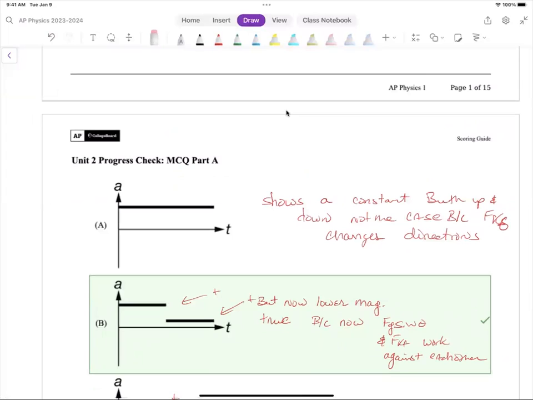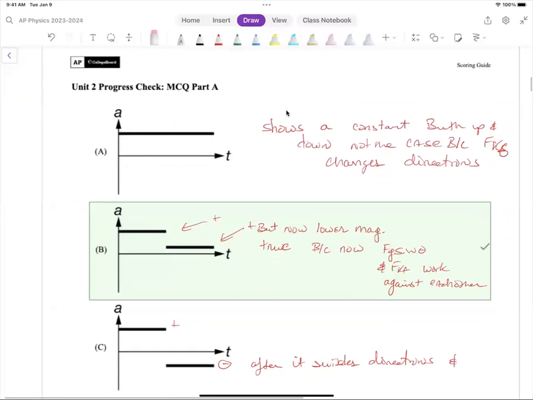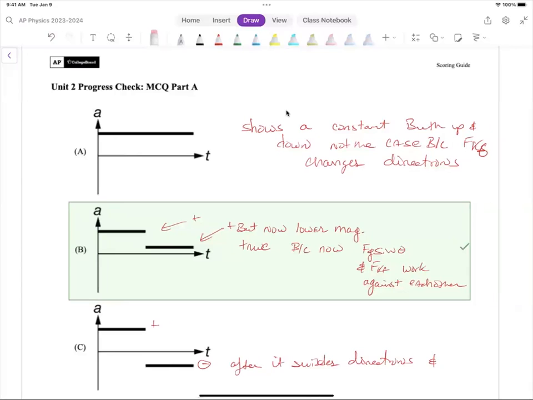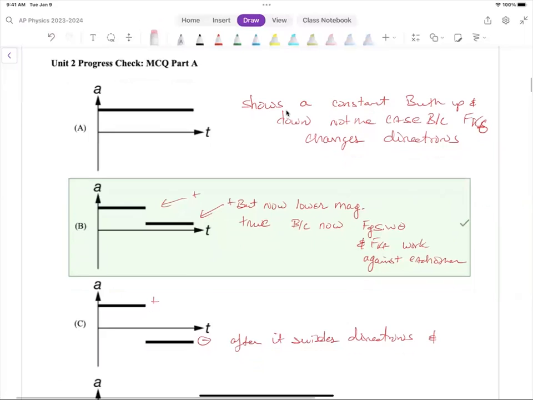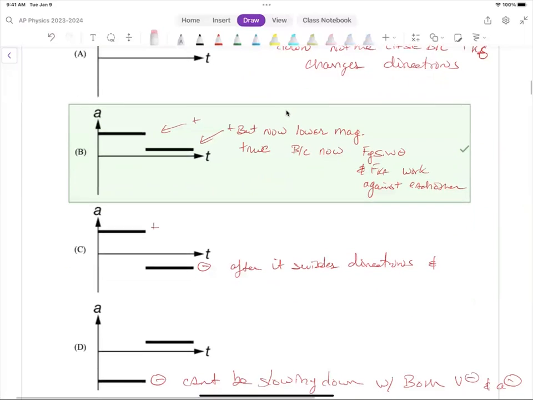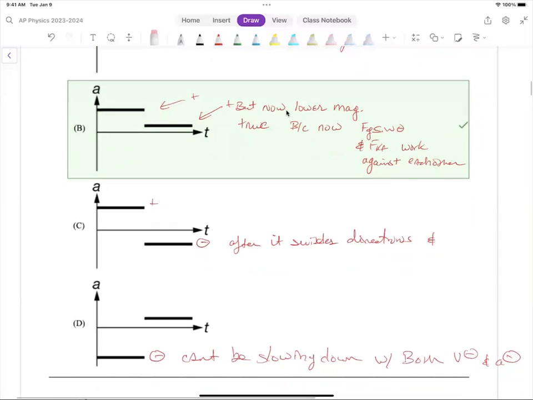A is wrong because acceleration is positive, but it doesn't change. And we know that force of kinetic friction flips and then works against us on the way down. B is correct. It's positive on the way up and it's larger on the way up. It's still positive on the way down, but it's smaller because of that force of kinetic friction that now works against me. C is correct at first, and then they show that the acceleration became negative.